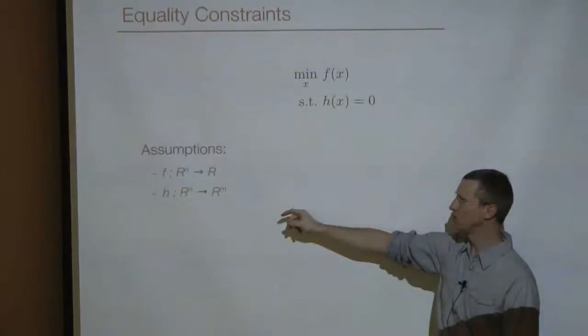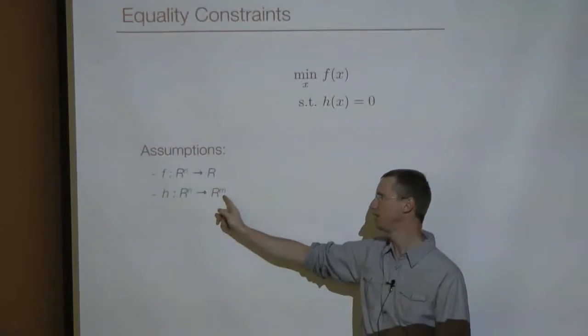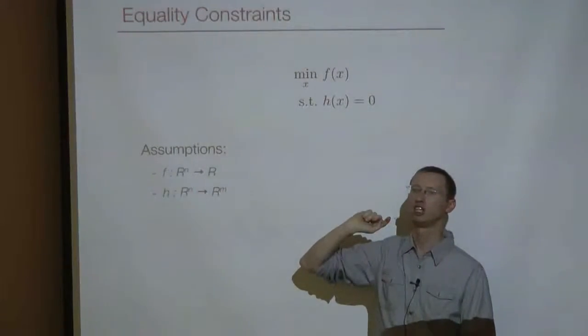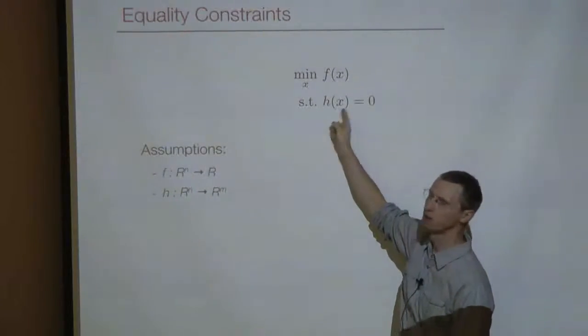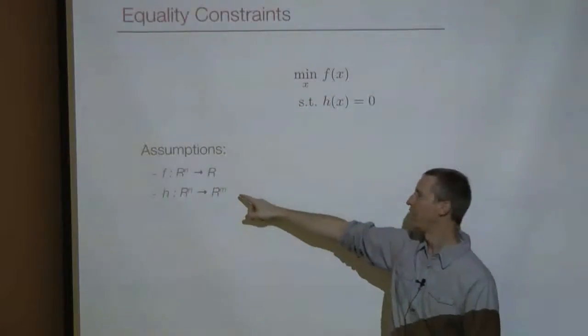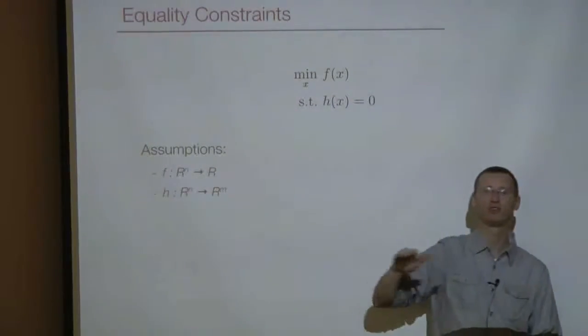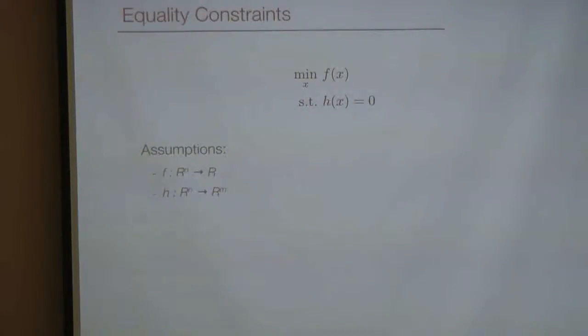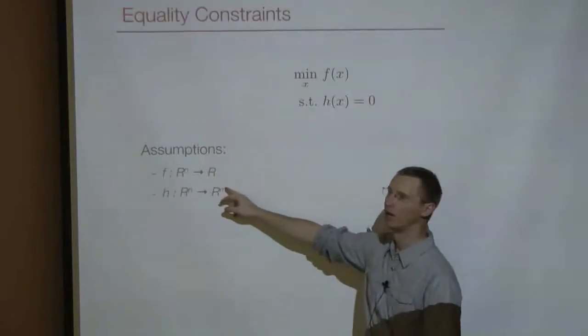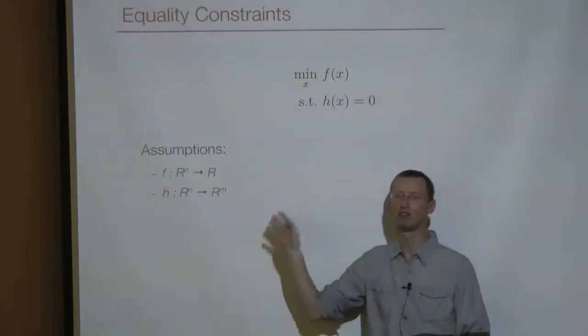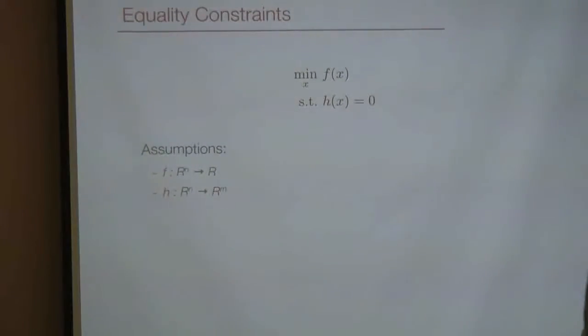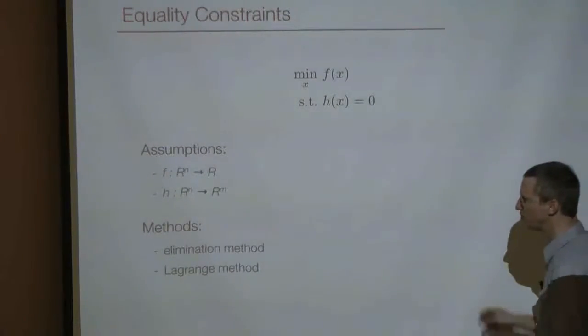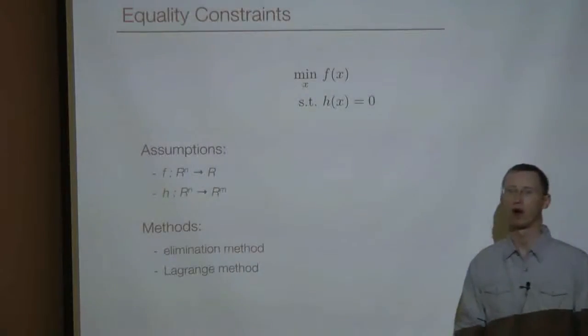For the equality constraints, notice that on the right-hand side we have small m. Essentially, it means we can have multiple equality constraints. This m means how many of these constraints we have. If we have 1 constraint, this would be 1. If we have 5 constraints, this would be 5, and so on. So that's the problem we will be looking at, and today hopefully we will cover 2 methods for solving these optimization problems. The first one is the elimination method, and the second one is the so-called Lagrange method.